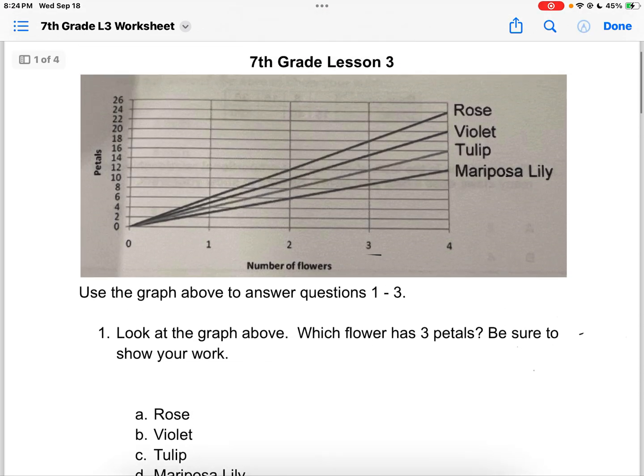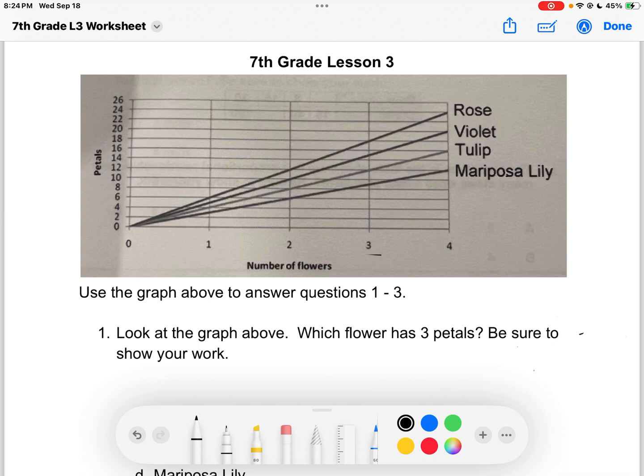So first we have a graph, and it says use the graph above to answer questions 1, 2, 3. So look at the graph above. Which flower has 3 petals? Be sure to show your work. So let's look at the graph first.